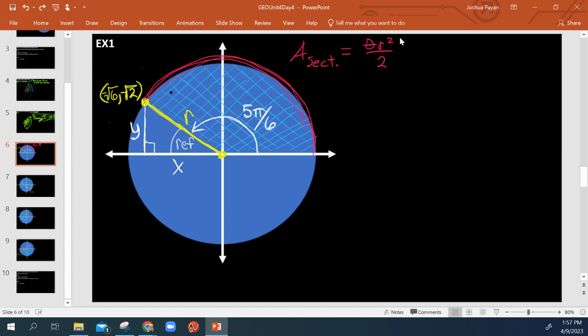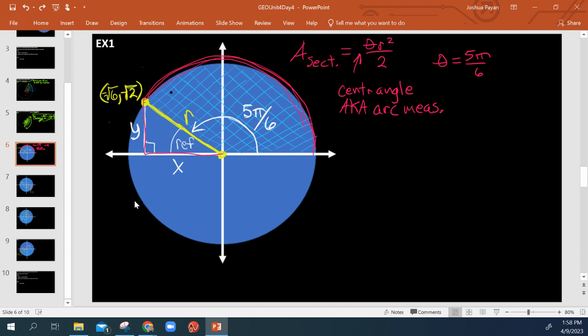Theta is our central angle, aka our arc measure. That's not to be confused with arc length. And our arc measure is quite obviously 5 pi over 6. So we know that. Theta for us right now is 5 pi over 6. What we don't know is the radius, and we can easily figure that out using basic trig.